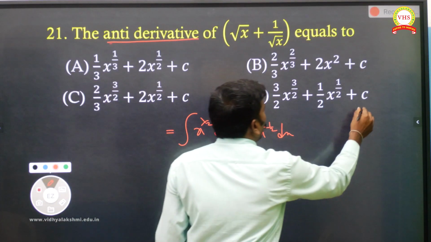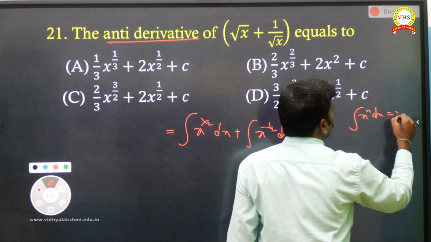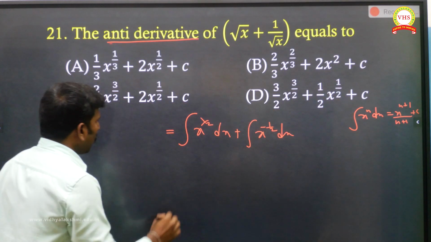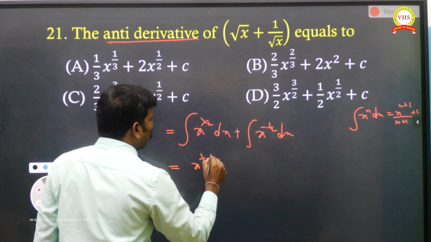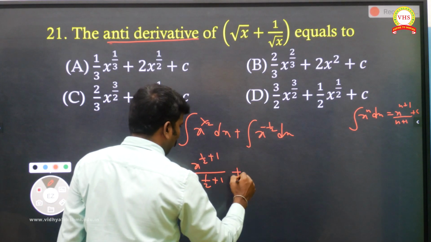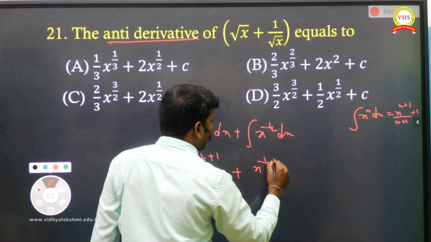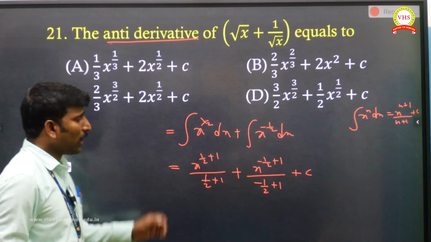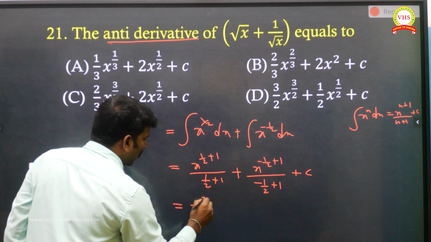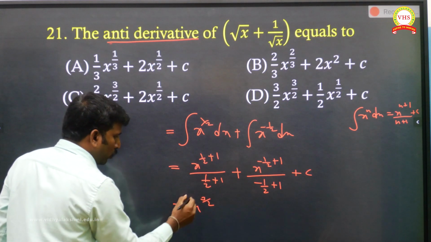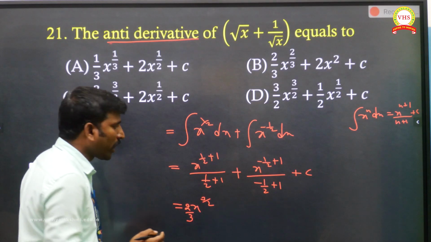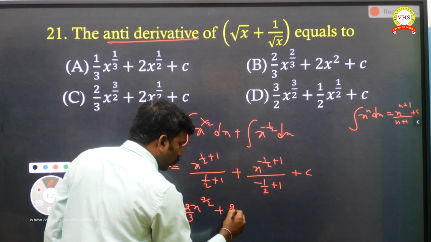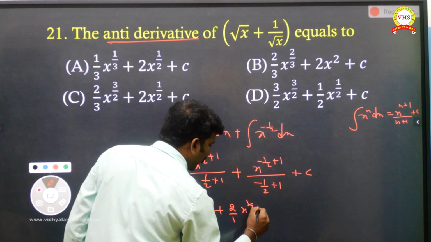So this is the formula: integral x power n into dx is equal to x power n plus 1 divided by n plus 1, plus c. I am going to use this. So x power 1 by 2 plus 1 divided by 1 by 2 plus 1, plus x power minus 1 by 2 plus 1 divided by minus 1 by 2 plus 1, plus c. Understand? Now simplify, children. So x power 3 by 2, when you take the denominator 3 by 2 to the numerator, it becomes the reciprocal 2 by 3. In the same manner, for the other term you will be getting 1 by 2 in the denominator, and when you take it to the numerator, 2 by 1, and x power 1 by 2, plus c.